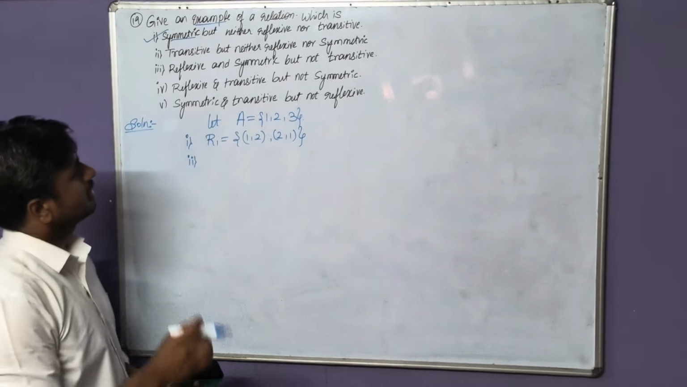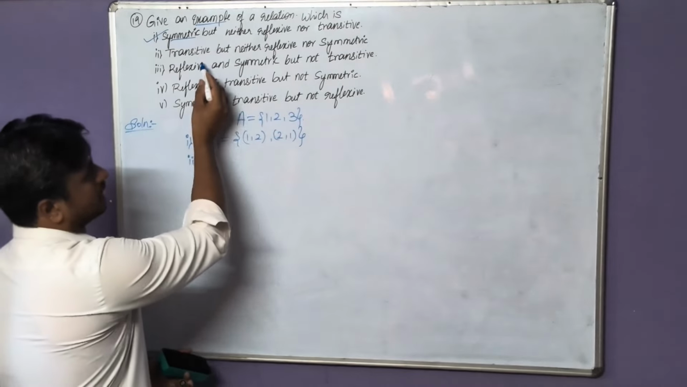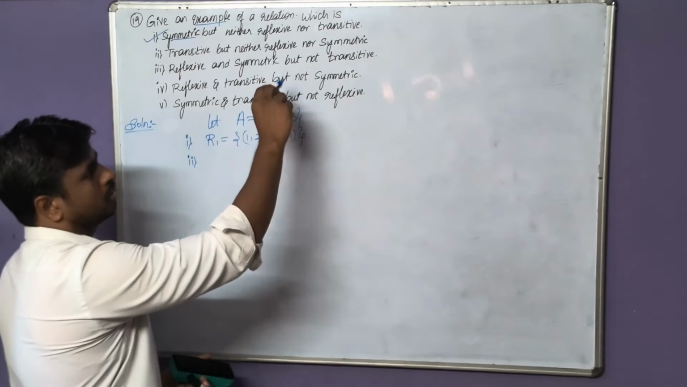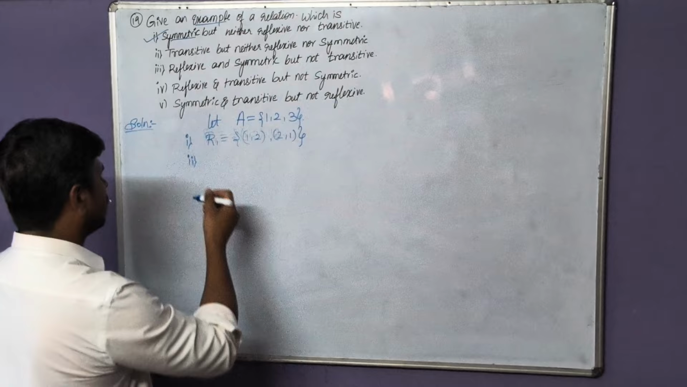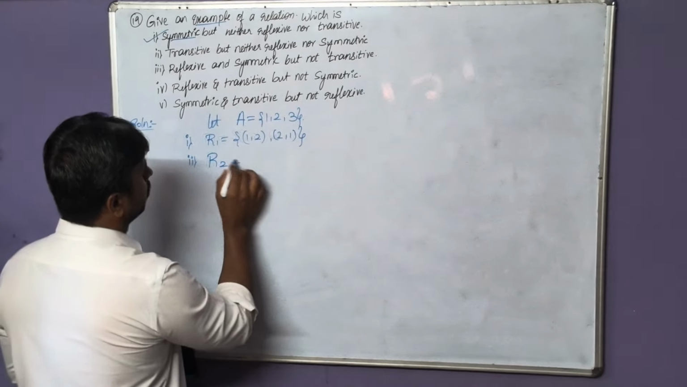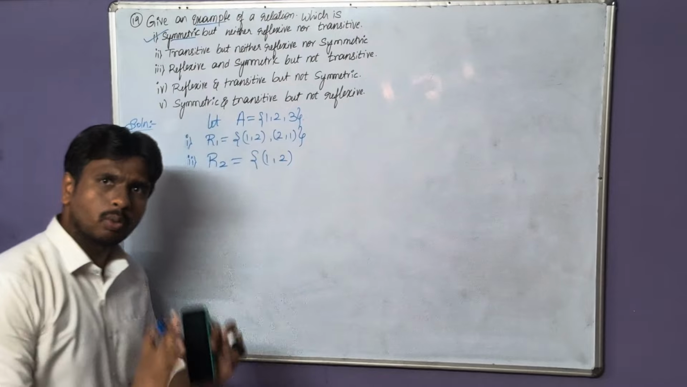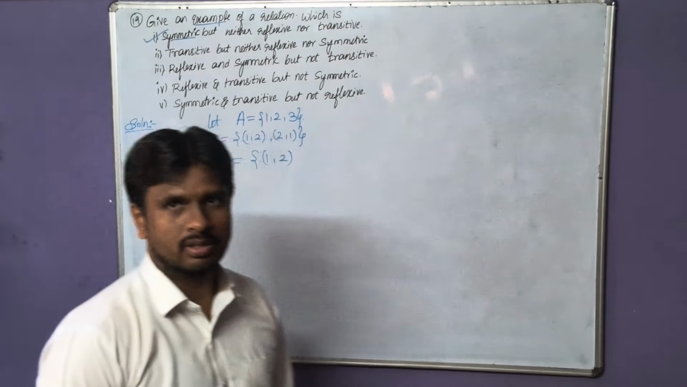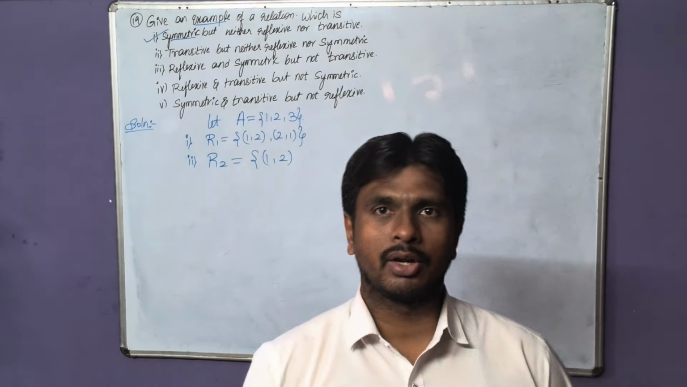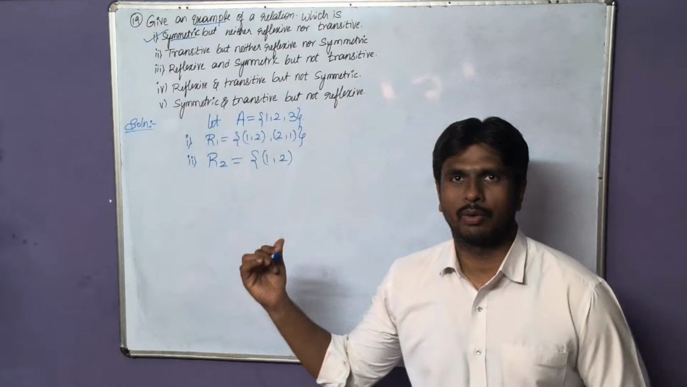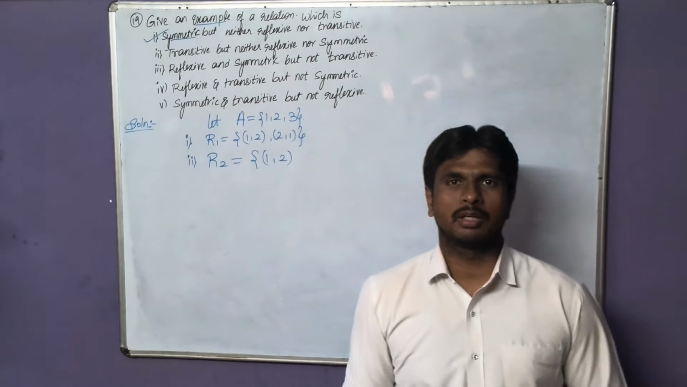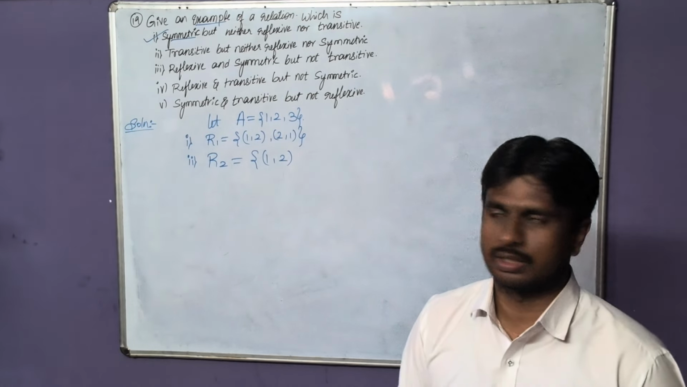The second sub-question is given as the relation R must be transitive, but it should not be reflexive and it should not be symmetric. Very simple. Write any one ordered pair to say that the given relation is transitive. I can say (1, 2). If I write only (1, 2), the given relation will become transitive because we don't have a second ordered pair (B, C). We have only (A, B). We don't have (B, C). So therefore we can say that it is transitive.